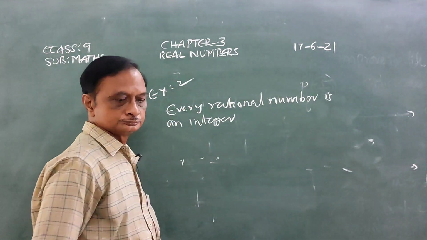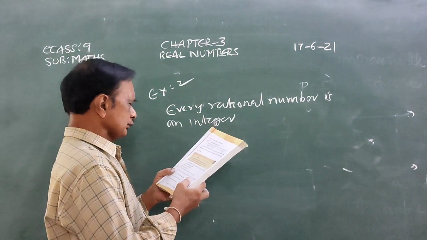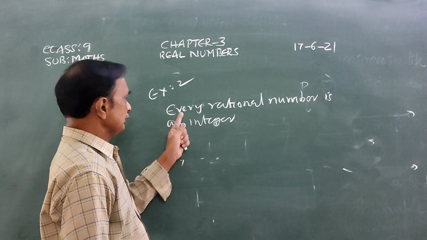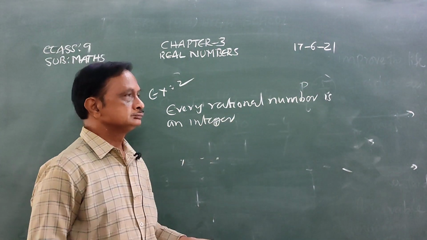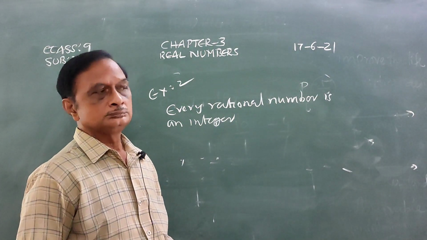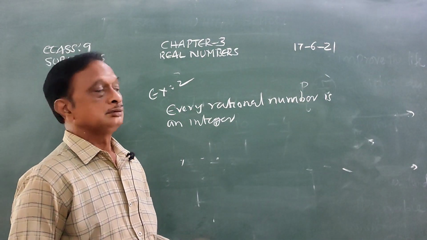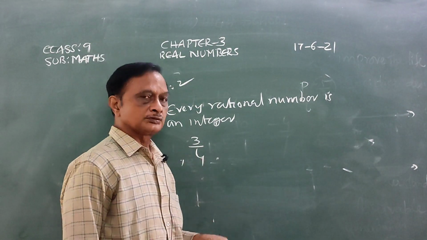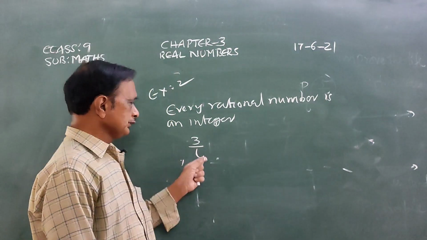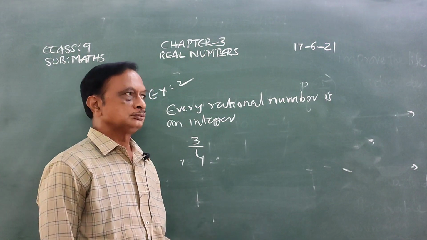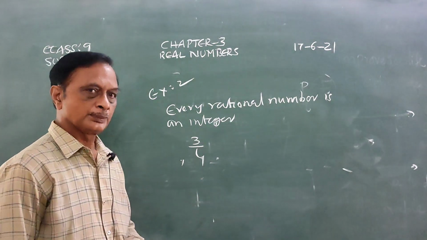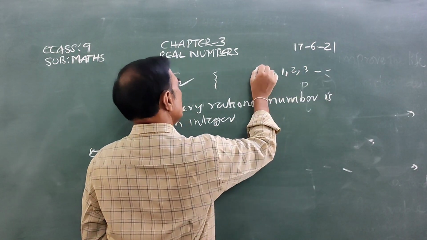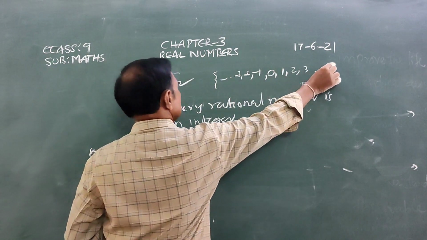Example 2. In example 2, we have 3 questions. I have to state whether they are true or false, and you must give the reason also. Every rational number is an integer. Is it true? For that, I take a rational number. What is the rational number taken here? 3 by 4. Is it an integer? No. Because integers do not contain 3 by 4. Integers consist of 0, 1, 2, 3 and so on, minus 1, minus 2, minus 3 and so on.